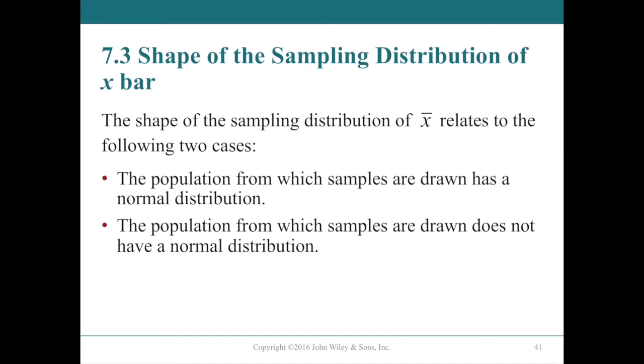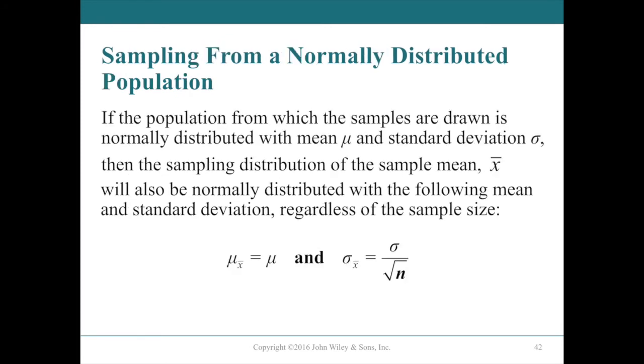Okay, this is lecture 11, part 2, and we're on 7.3. It's the shape of the sampling distribution of x bar. The shape of the sampling distribution of x bar relates to the following two cases, and the population from which the samples are drawn can be normal, or maybe it's not normal, which is an interesting concept.